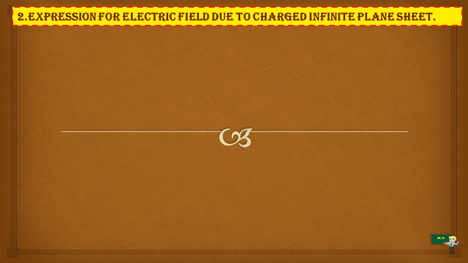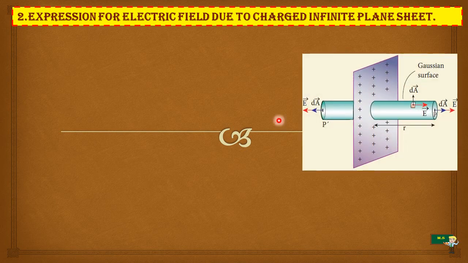The second one, expression for electric field due to charged infinite plane sheet, an application of Gauss law. Let me show a charged infinite plane sheet. See, this is a charged infinite plane sheet. Here we use a rod which has two ends. This is considered as P dash and this is P, two points. But in the infinitely long charged wire, we have only one P. Here P dash and P, and the area is also considered on the two sides.